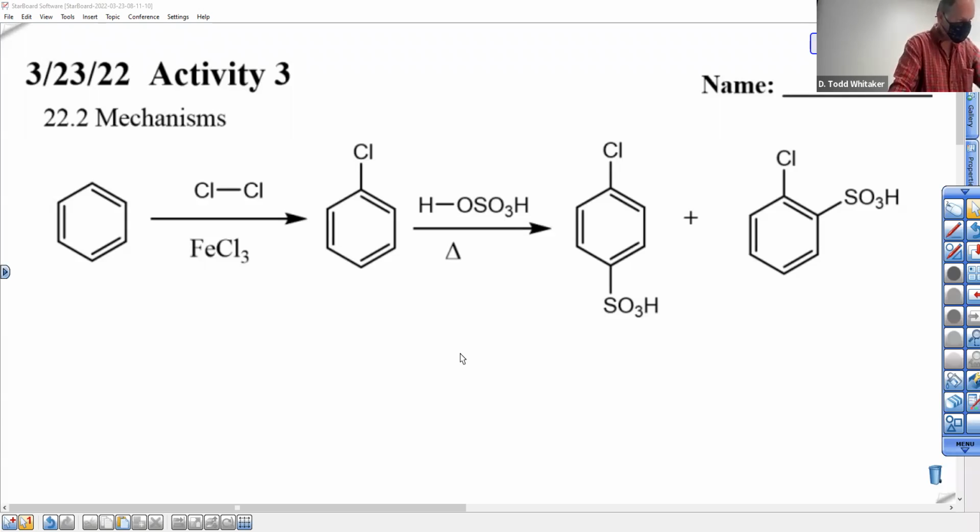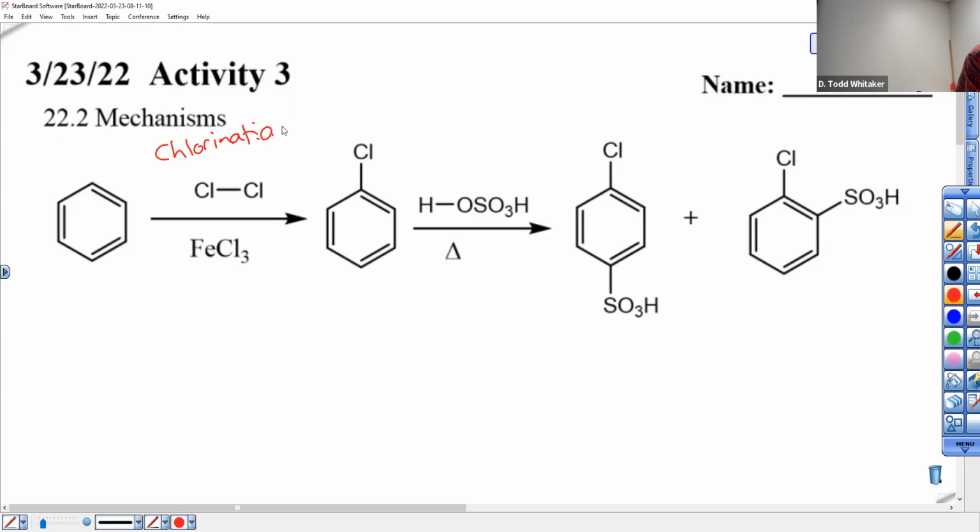We're going to continue our exploration of electrophilic aromatic substitution found in chapter 22. This would be chlorination, this first one. And sulfonation, this one. Sulfonation makes a sulfonic acid.